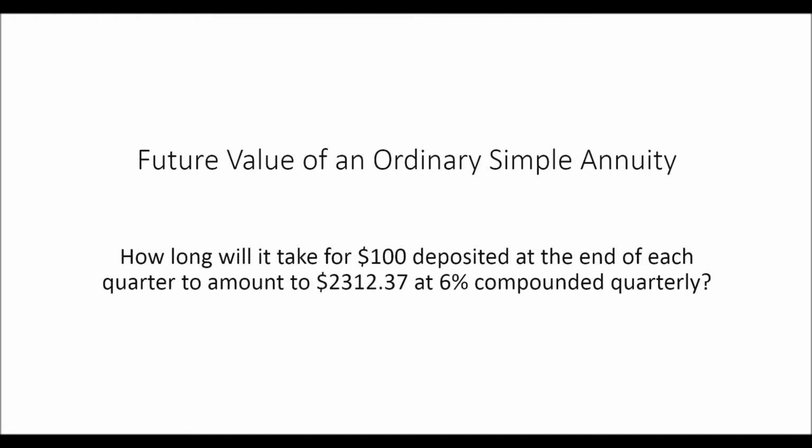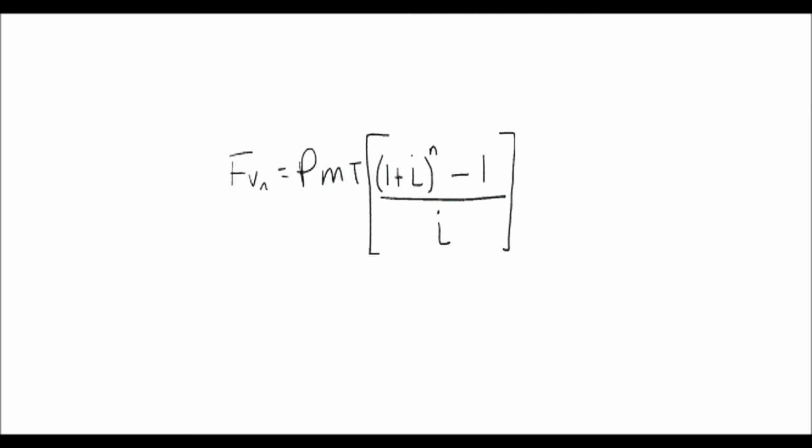We know we're given the future value of an ordinary simple annuity because our payments are made at the end of the same interval as our conversion is made, quarter and quarterly. So the formula that we want to use for the future value of an ordinary simple annuity is future value equals the payments made times 1 plus the interest rate raised to the power of n, which is the number of payments made, minus 1, divided by the same interest rate.